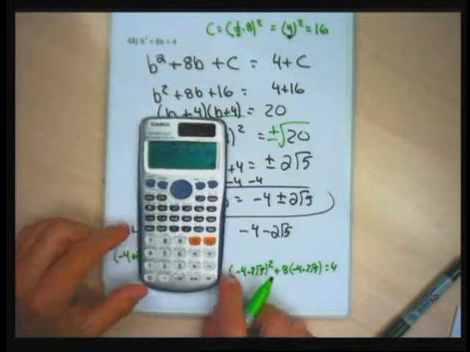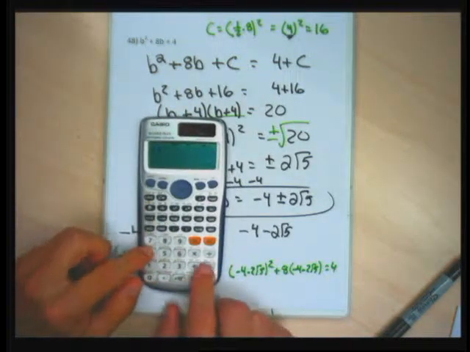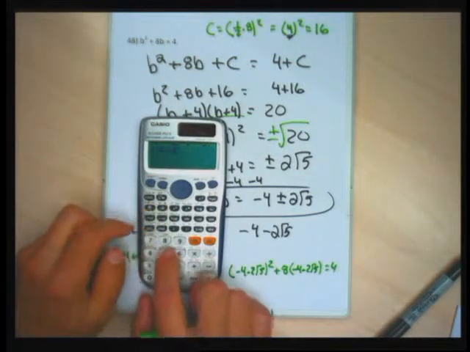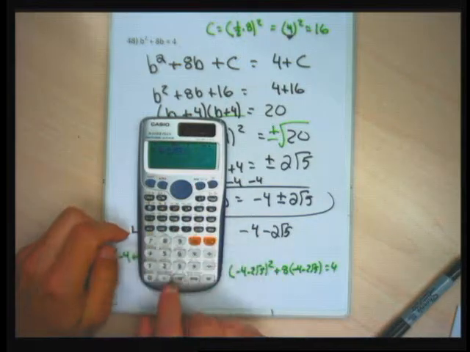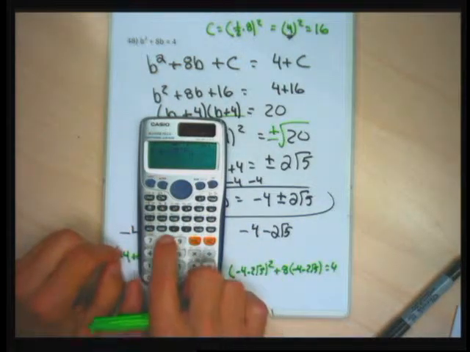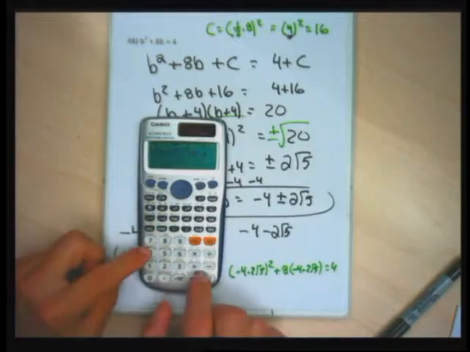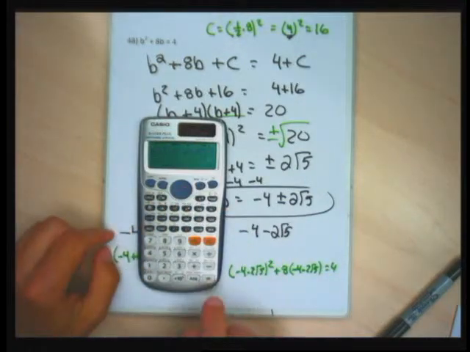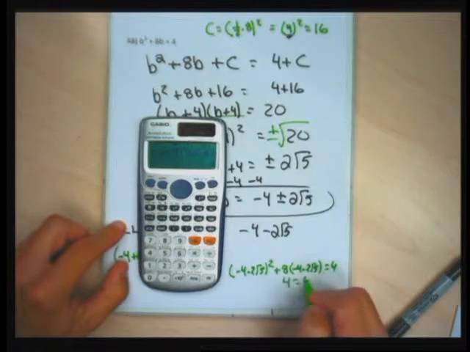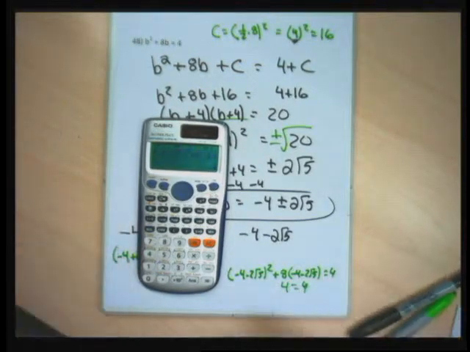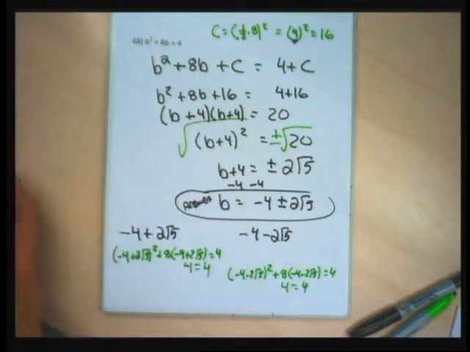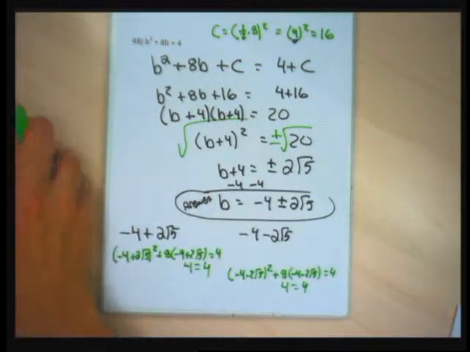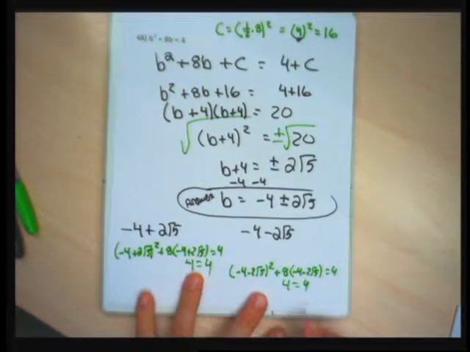So the other one I'm going to go parentheses, minus 4 minus 2 square root of 5, squared, plus 8 times parentheses, minus 4 minus 2 square root of 5. Close out my parentheses, and it also reduces to 4 equal to 4. So there's no reason in this section, for anything that's going to make its way onto the test, to write down the wrong answer, because you can check every answer.